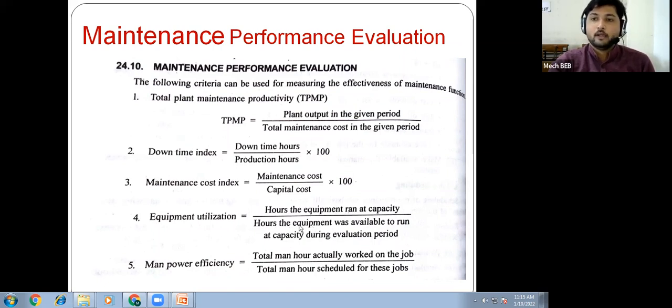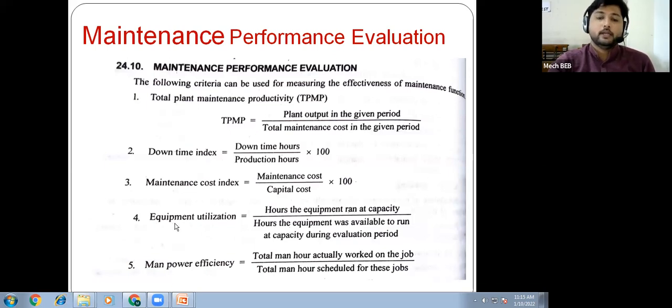So during that evaluation time period, how many hours did that particular equipment run at full capacity, and how many hours was that equipment not available, or not run at full capacity. Okay, so that will be considered as equipment utilization.